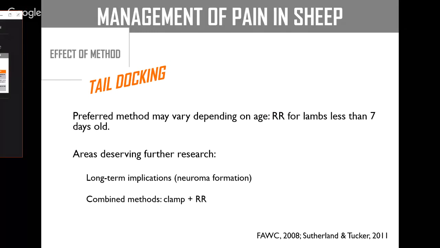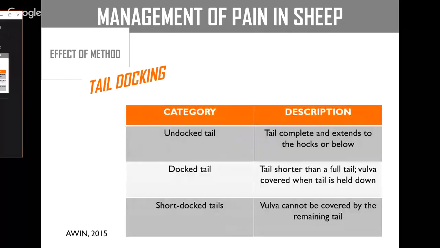One of those is the long-term implications of tail docking and whether there is any evidence of neuroma formation. And again, the possibility to use in field conditions combined methods such as clamp and rubber ring, which might be useful, but again, we do have some practical and logistic considerations before recommending its wider use in field conditions.